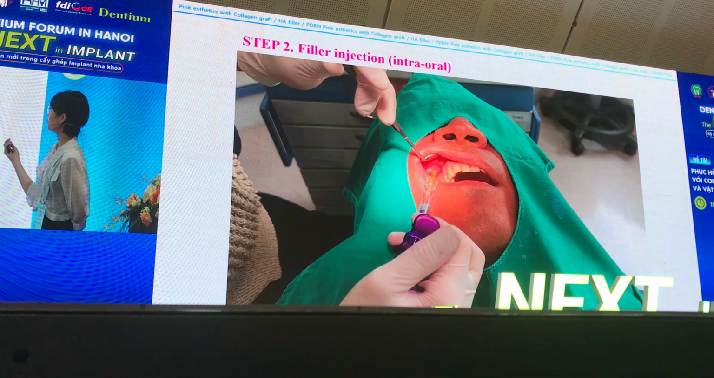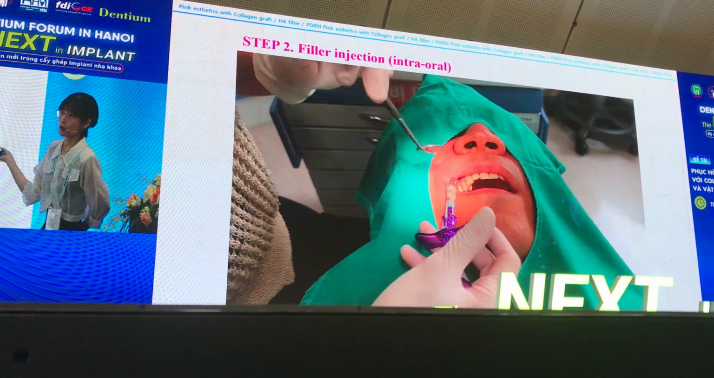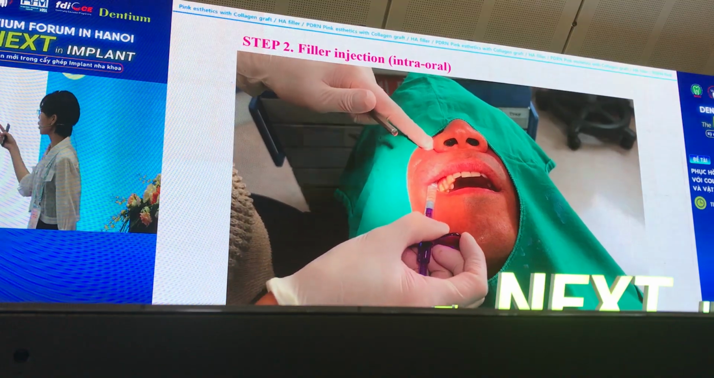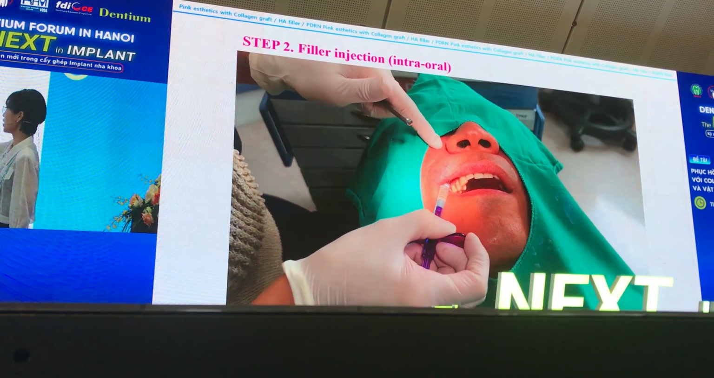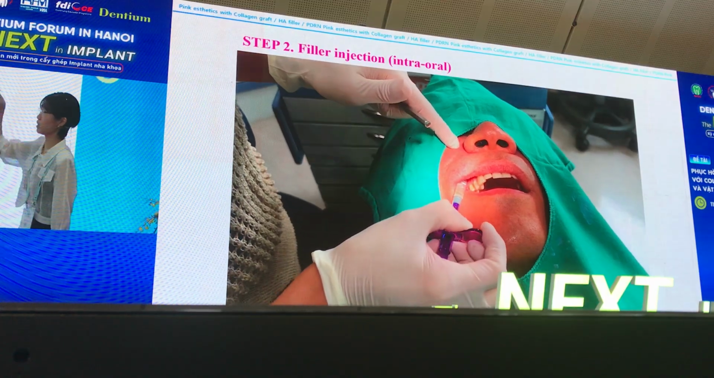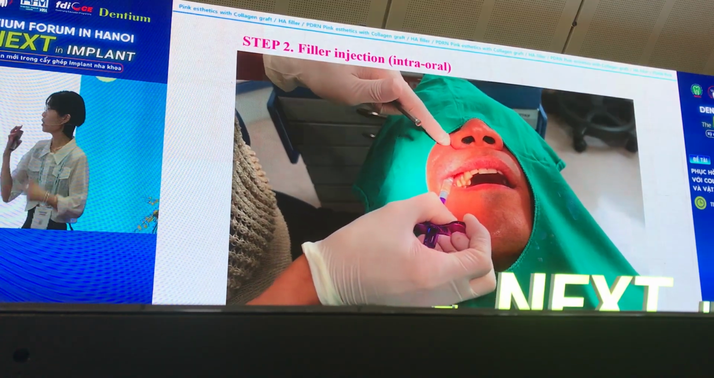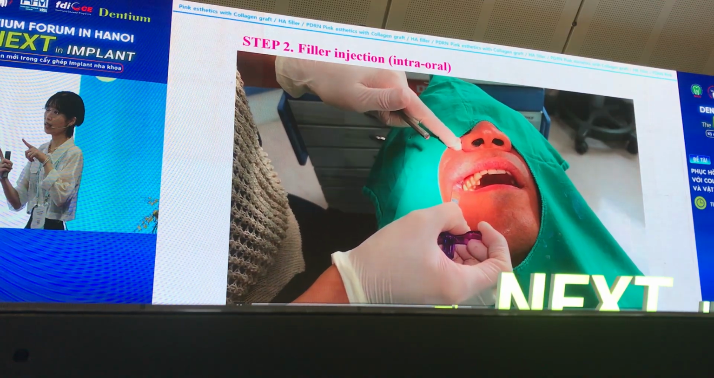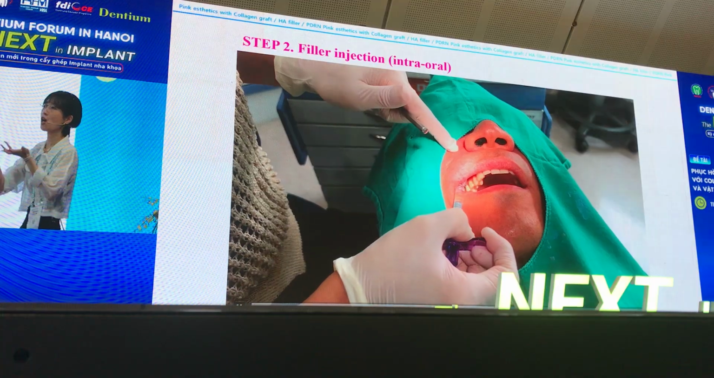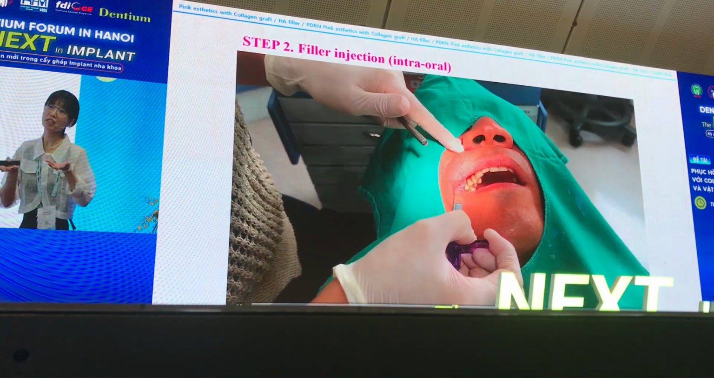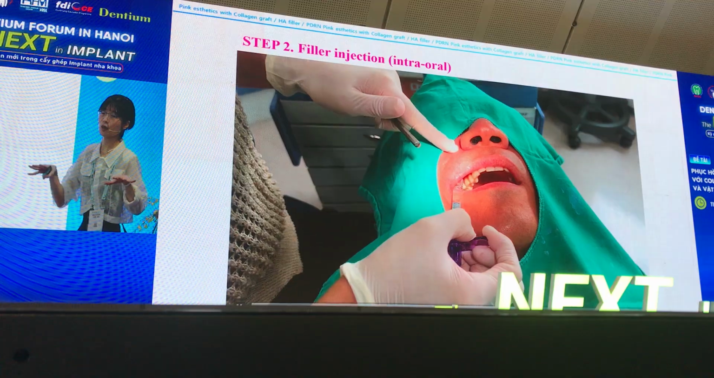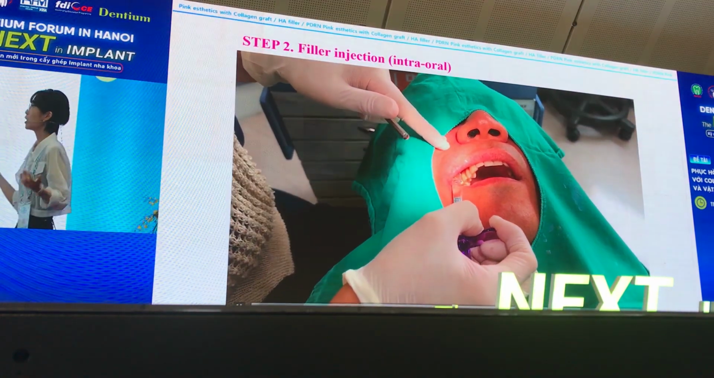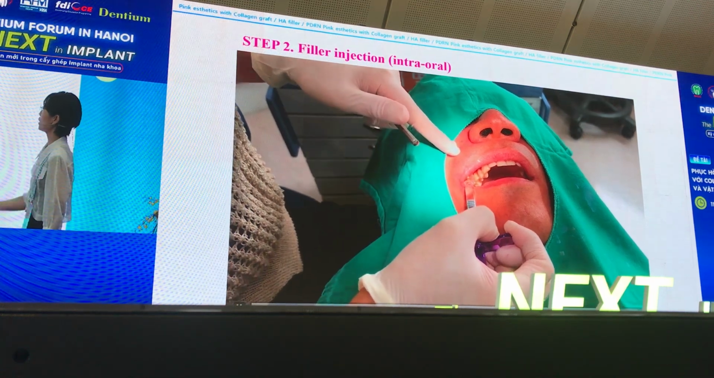After that, we can apply the filler inside. To make the volume up in the bottom, we inject the filler inside like this, just underneath the philtral hole. You can touch it and feel the needle inside. And then you can feel the lift when the filler is inside. So you can make the philtral column very tight and lifted using the intraoral injections.